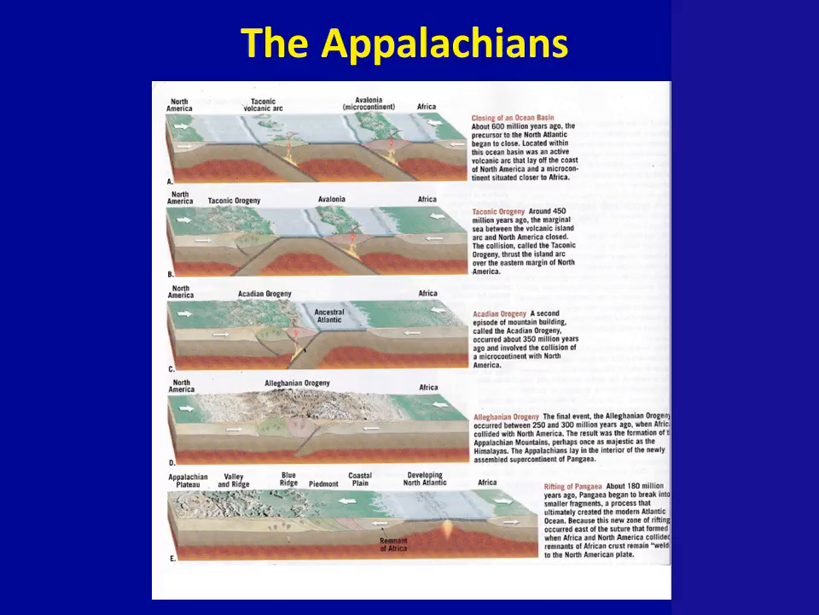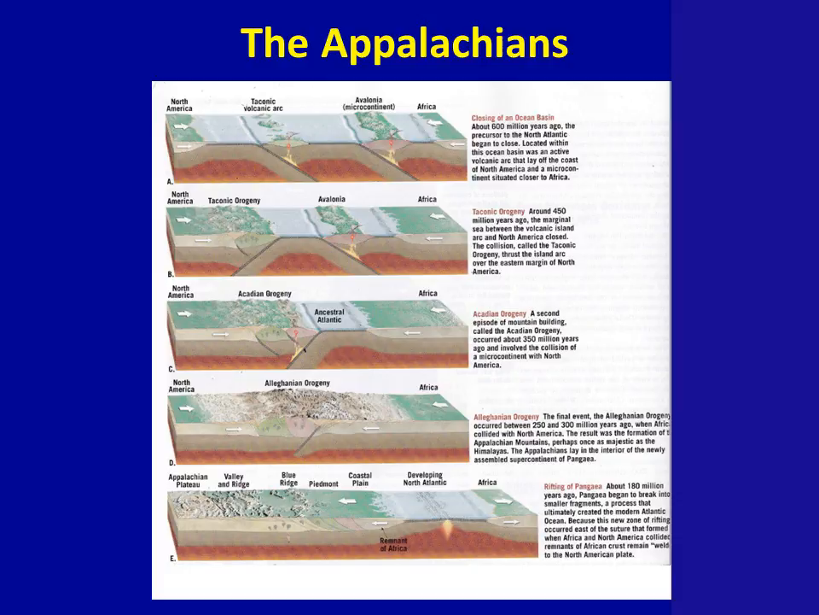So here you see what I've been describing illustrated. You see in the top diagram you have two subduction zones in the Atlantic. You have the Taconic volcanic arc, the Avalonian microcontinent, and Africa way over on the other side. And then you see where the Taconic volcanic arc merges and creates the first mountains of the Appalachians.